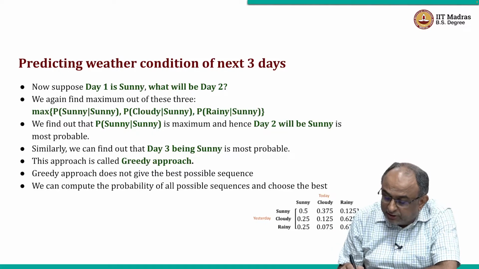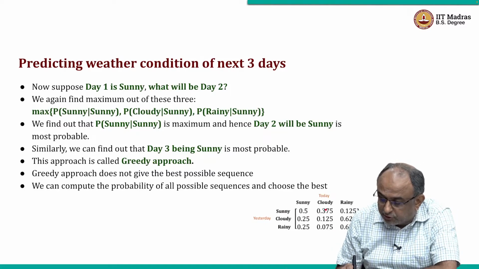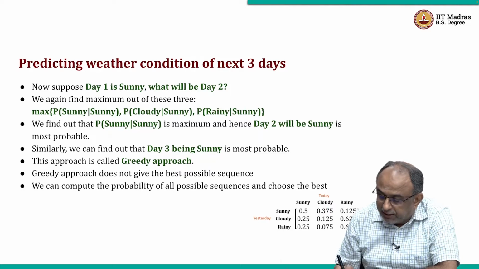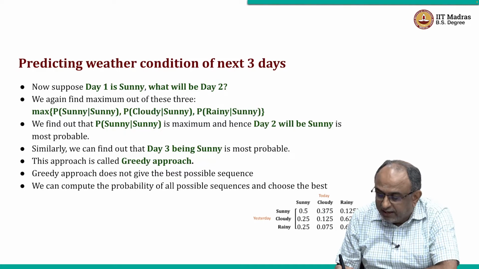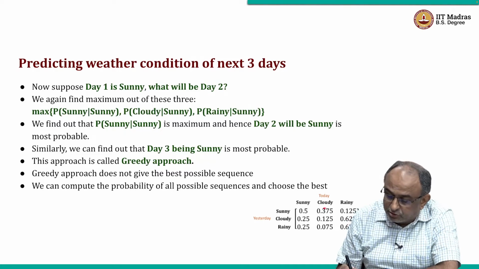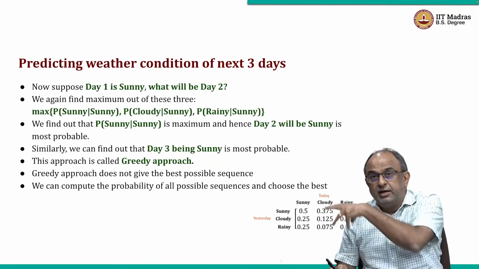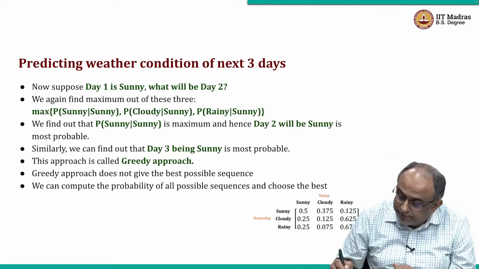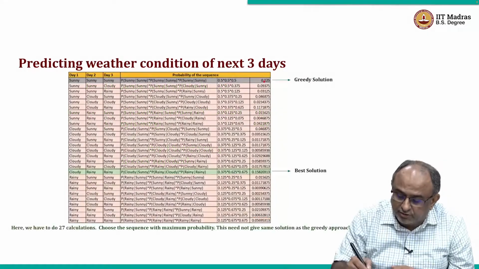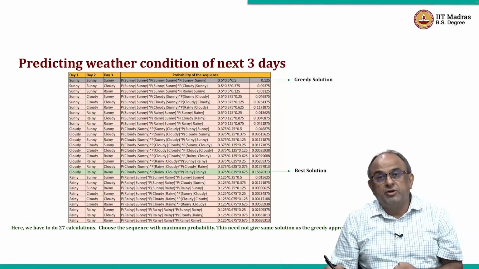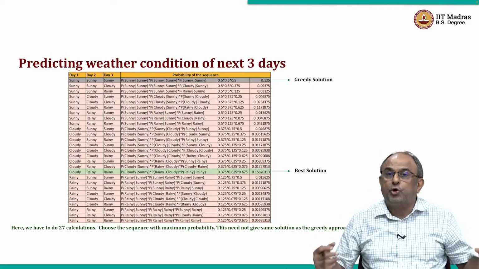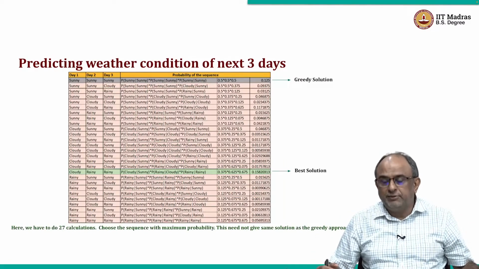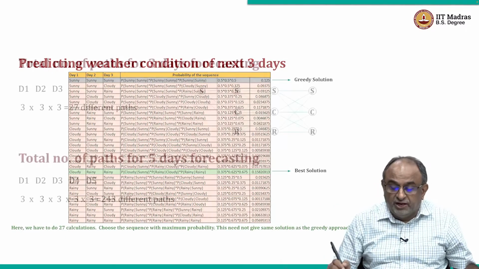In that non-greedy one, sunny went to cloudy, from cloudy I went to rainy, so 0.375 into 0.625 and then again rainy. So this 0.375 into 0.625 into 0.675 gave me a larger probability than the greedy algorithm. So it's always good to look for the optimal solution: look for all possible paths and then find the one with the maximum probability. This is the 3-day forecast.